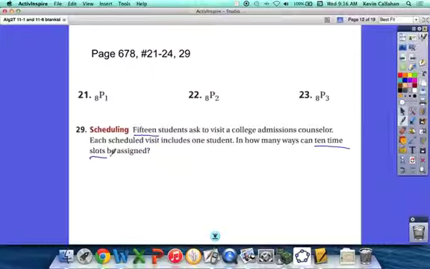You finished, Nathan? Easy stuff? Would you rather be doing this or rational functions? This? I think so. You good? Everybody?